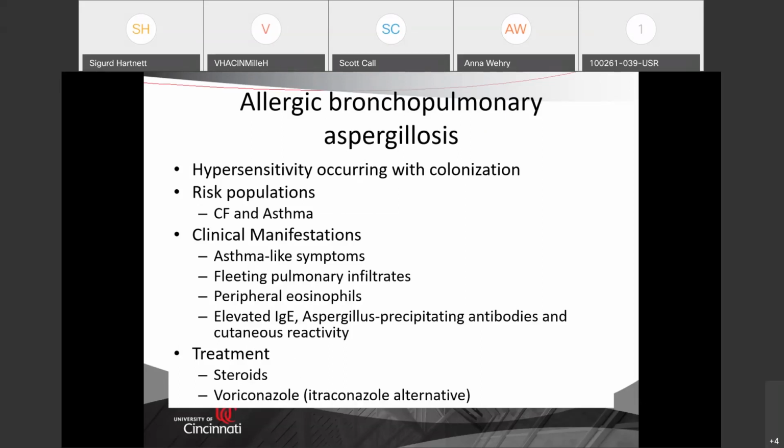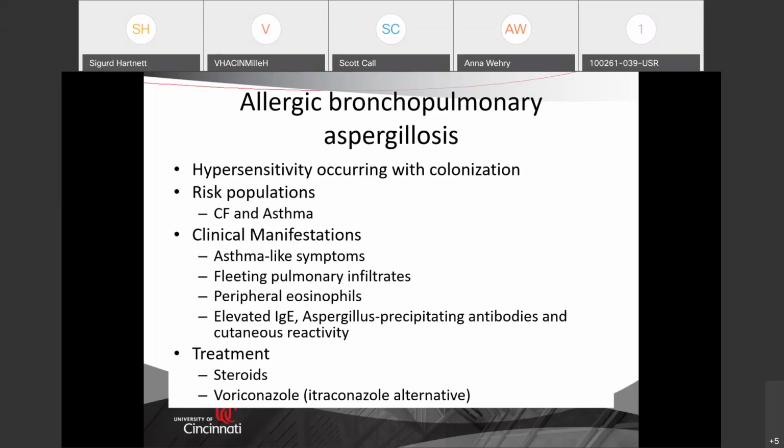I wanted to talk about ABPA first. This actually isn't a true infection. This is more of a hypersensitivity to colonization. We see this in patients who don't necessarily clear their colonization as well, so people with things like bronchiectasis, cystic fibrosis, and asthma. They basically get these pulmonary asthma symptoms. Patients with cystic fibrosis may have a decrease in their pulmonary function tests and just not feel their baseline pulmonary status.